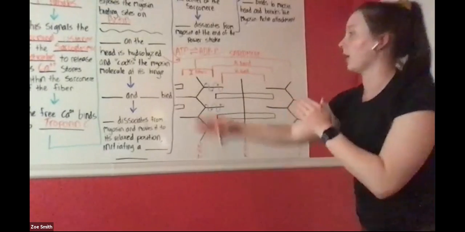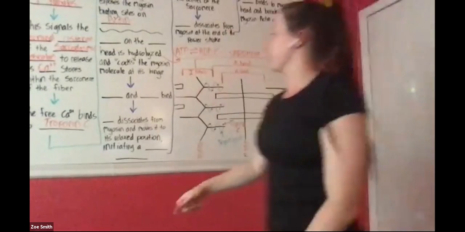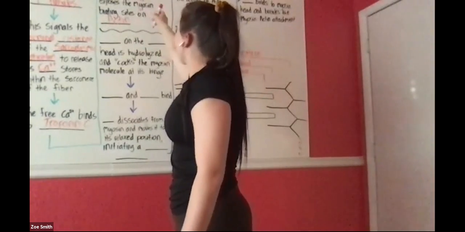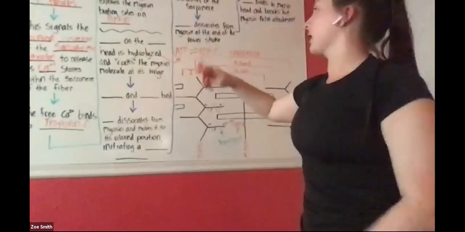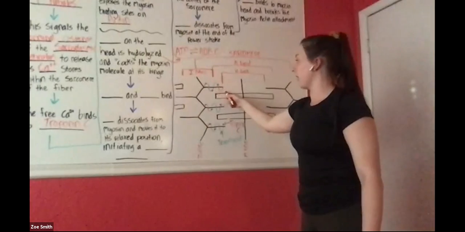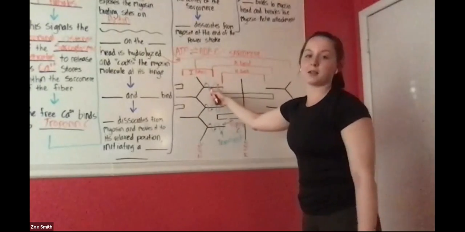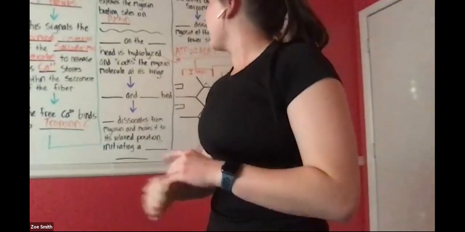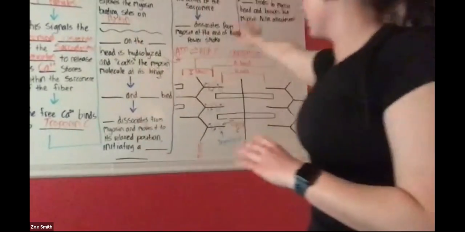So this is now where we are. Let's just go over the last one again. Tropomyosin has now moved out of the way and exposed the myosin binding sites on the actin. So now the myosin heads can bind to the actin. Okay. So that was excitation. Now we're going to go into the whole contraction part of it.